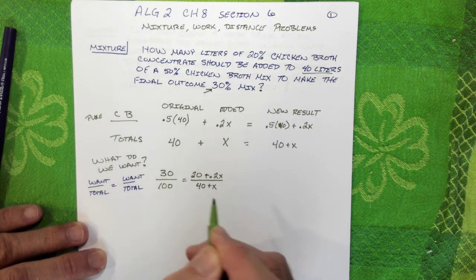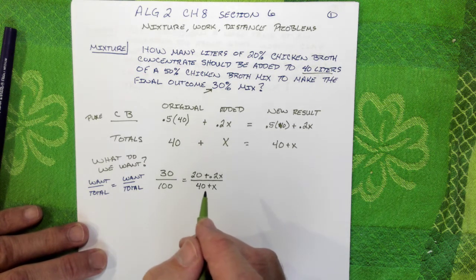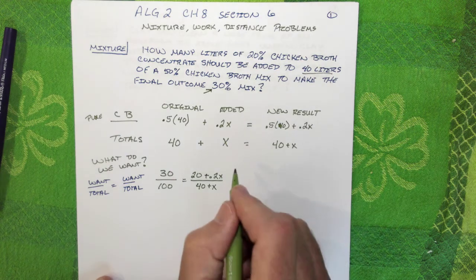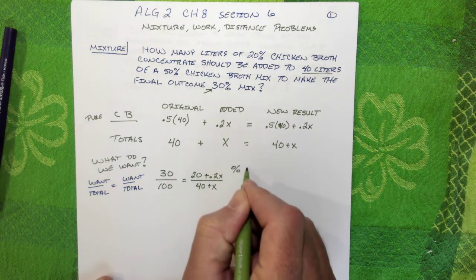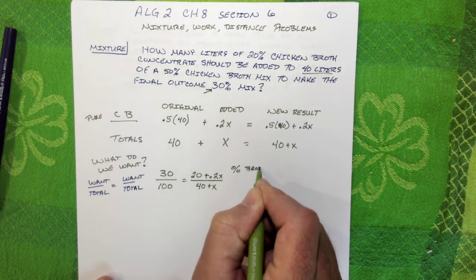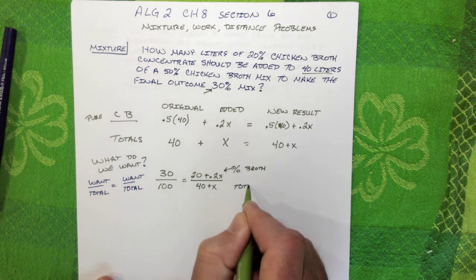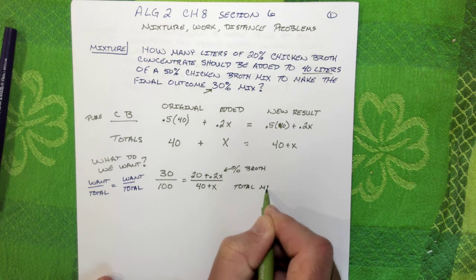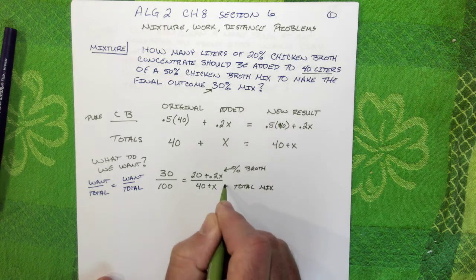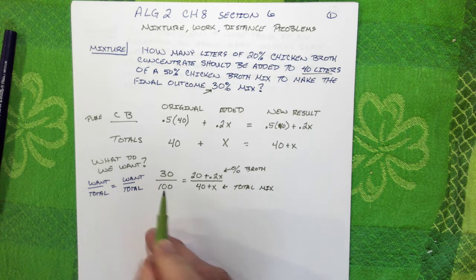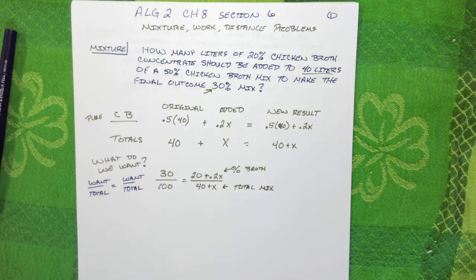Some of you will probably put x plus 40 there. That's not really a big deal. So there's percent chicken broth over total mixture. There's percent chicken broth we want, total mixture. Okay, so let's get to work there.